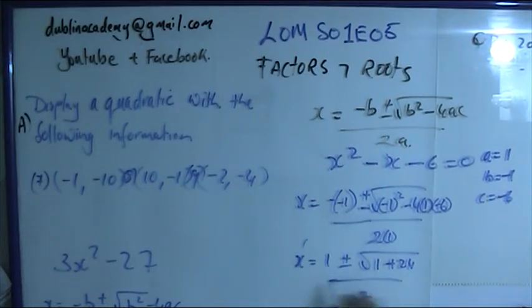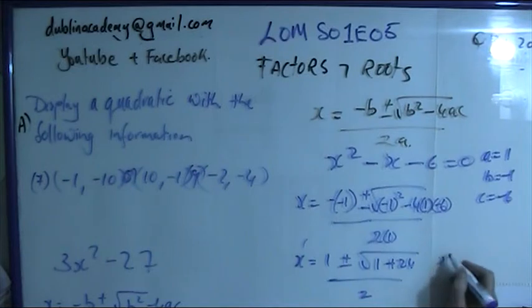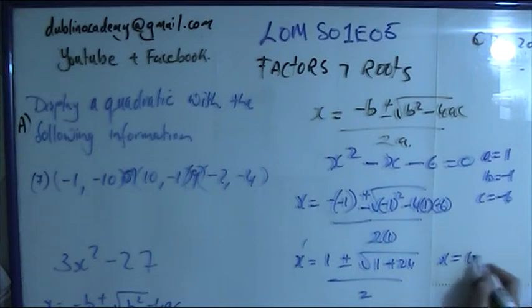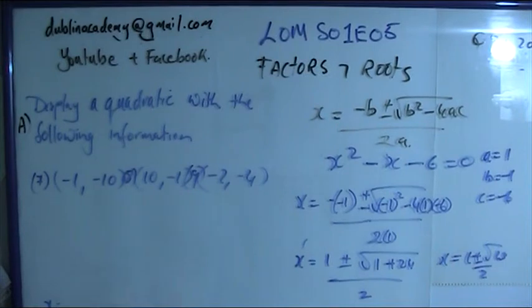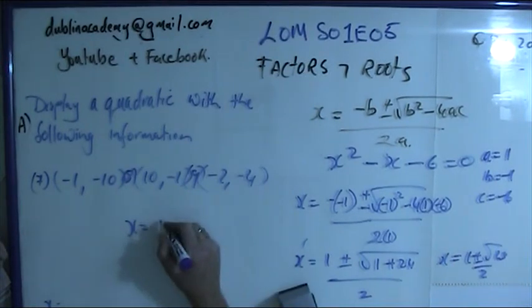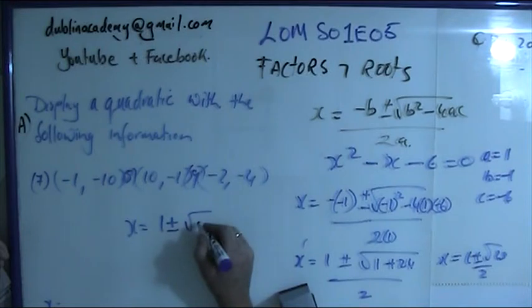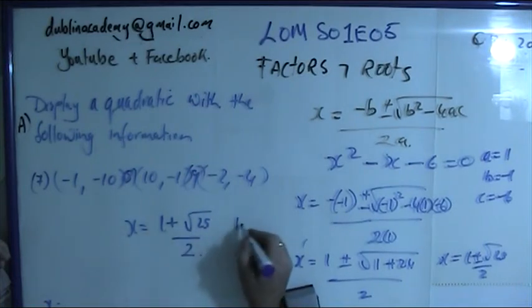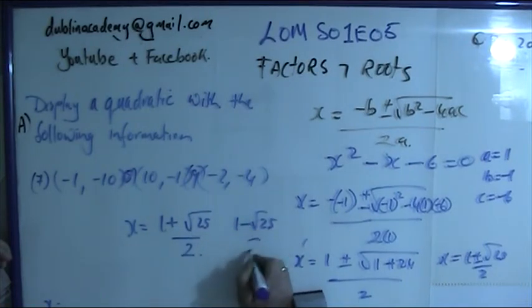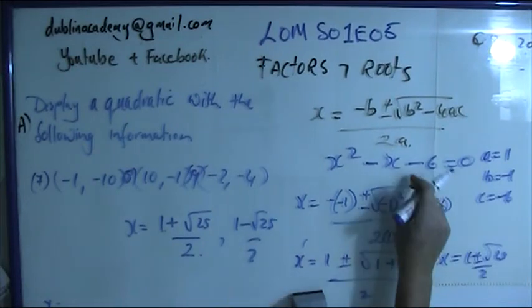So there we have x is equal to 1 plus or minus the square root of 25, all over 2. So there's our answer. Now you say, well, what can I do with that? Let's get a bit of space here. 1 plus or minus the square root of 25 all over 2. That means the values are either 1 plus or 1 minus root 25, over 2. They're the two solutions of this equation.